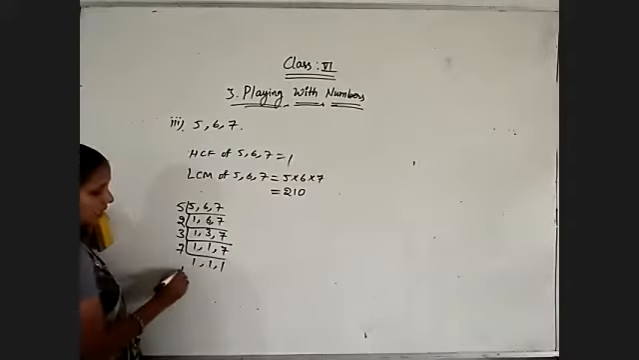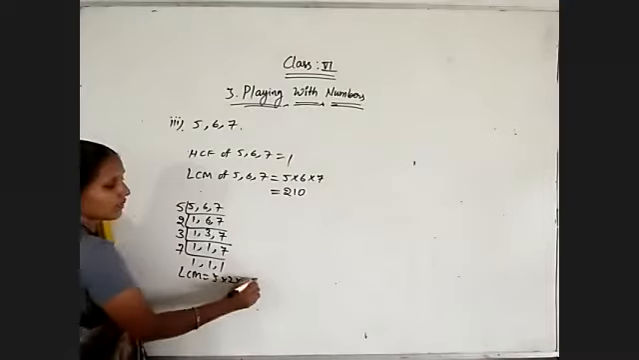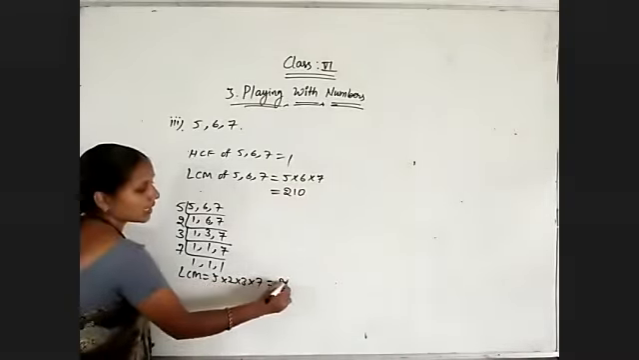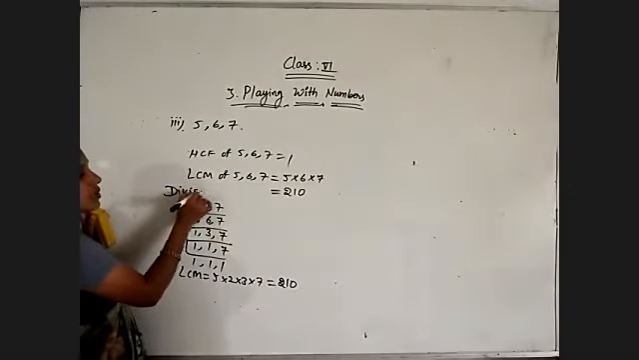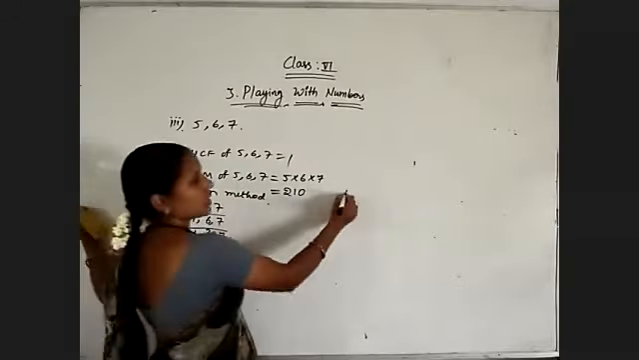Now what is the LCM? LCM is equal to 5 into 2 into 3 into 7. So 5 twos are 10, 10 threes are 30, 30 sevens are 210. Are we getting the same or not? This is by using the division method. And now, use the prime factors method.